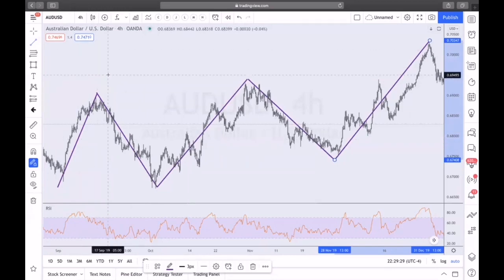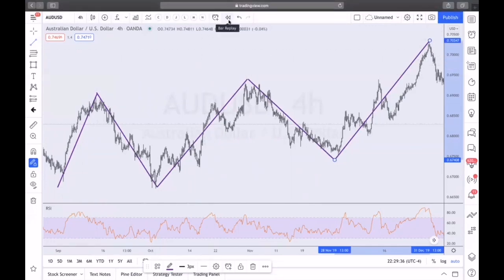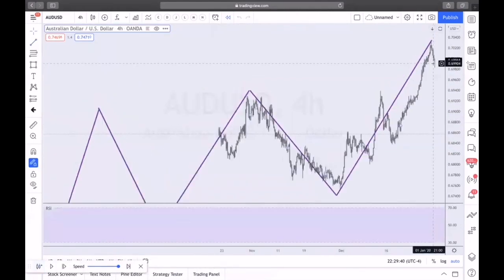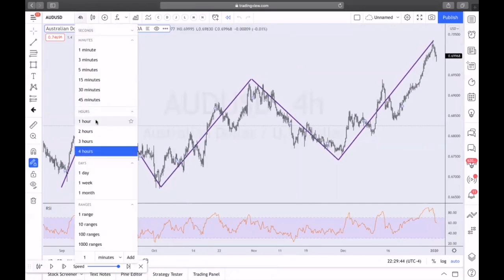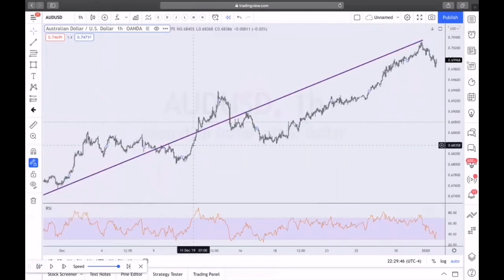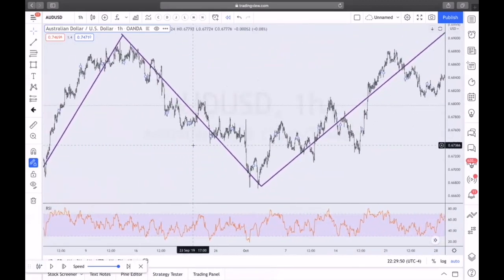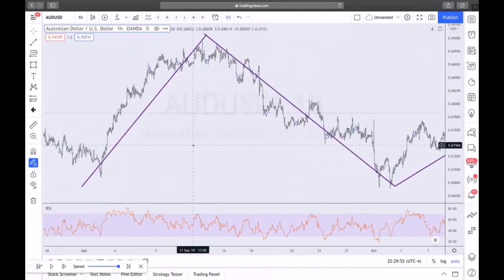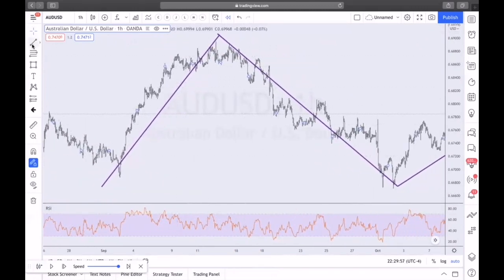Now what I'm going to do is break this 4-hour structure down into 1-hour structure, okay? I'm going to use the replay, because if I do not, then when I drop down time frames, I have to go through the entire chart again. If I use the replay, it will leave me off right where I left off, okay? So here we are, this is 1-hour structure. Now what I'm going to do is identify the 1-hour trends inside the overall 4-hour trend.